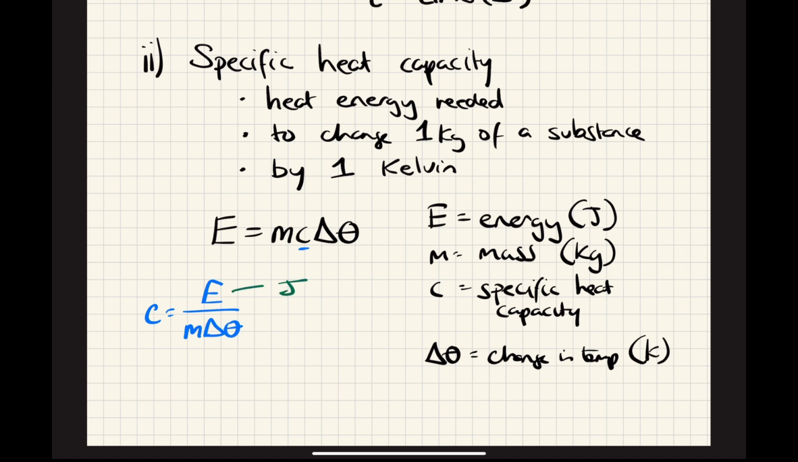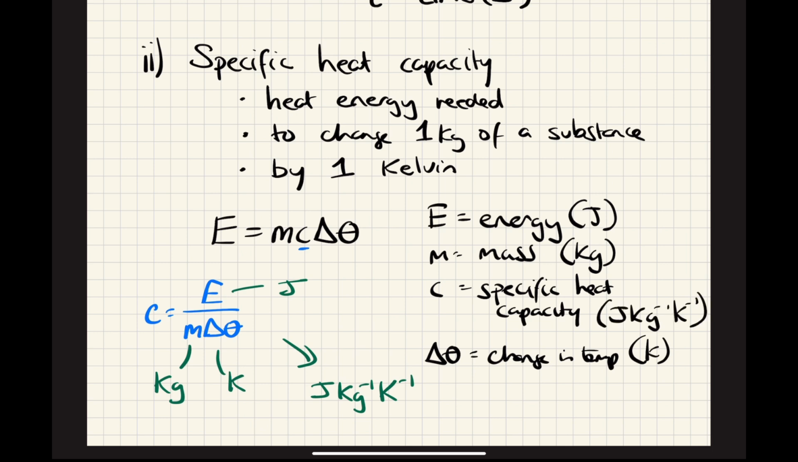E is measured in joules, m is measured in kg, and delta theta is measured in Kelvin. Since they're on the bottom of the equation, if I want to bring them up beside the joules at the end, I'll end up getting this. I'll just bring it all together. Joules, kg minus 1, Kelvin minus 1. And that would be my unit for specific heat capacity. So I'll just put it there as well.